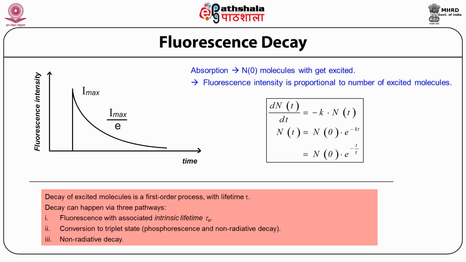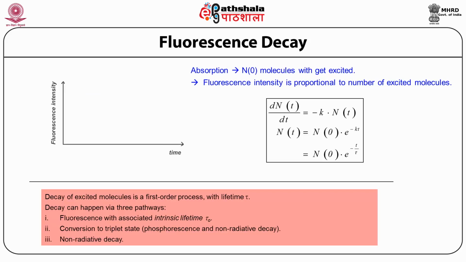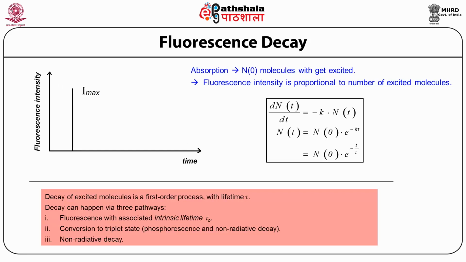The decay of the excited molecule is a first order process with lifetime tau, and decay can happen via three pathways: fluorescence with associated intrinsic lifetime tau 0, conversion to the triplet state with phosphorescence, and non-radiative energy decay.